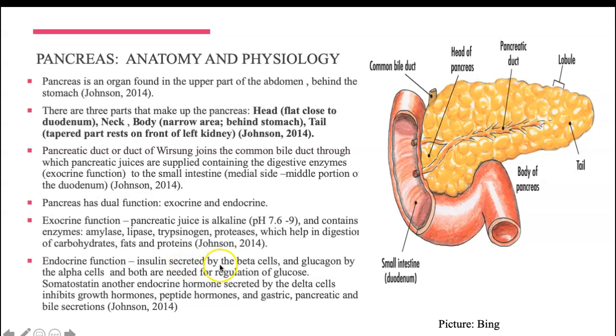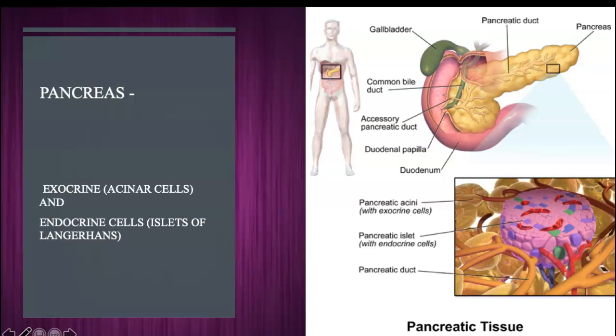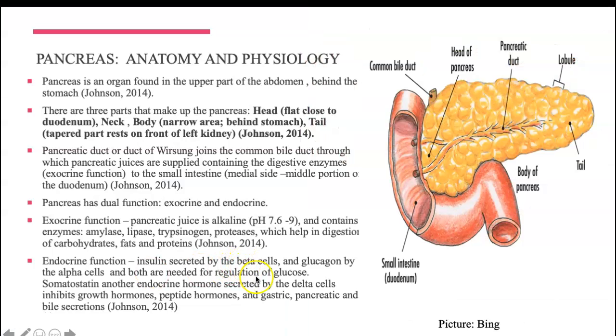The endocrine cells secrete all the hormones like insulin and glucagon, which are needed for glucose regulation. The main function of insulin is to take glucose from the blood and transfer it into the cells, and then glucagon helps in stimulating the liver to break down glycogen into glucose when blood sugar is low.